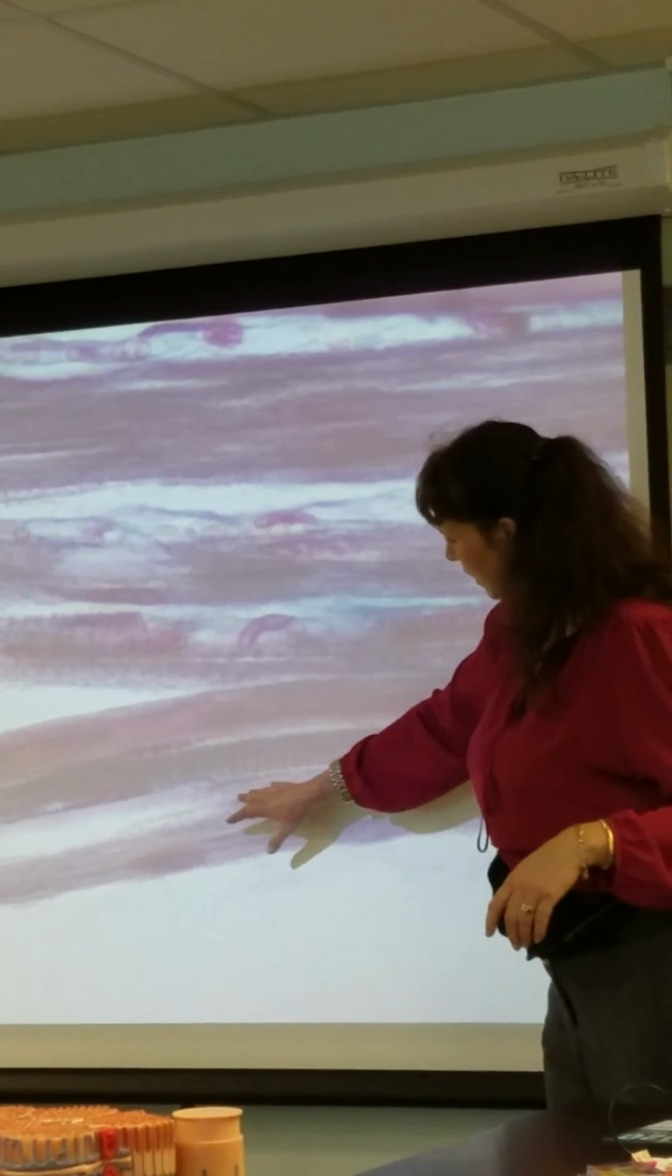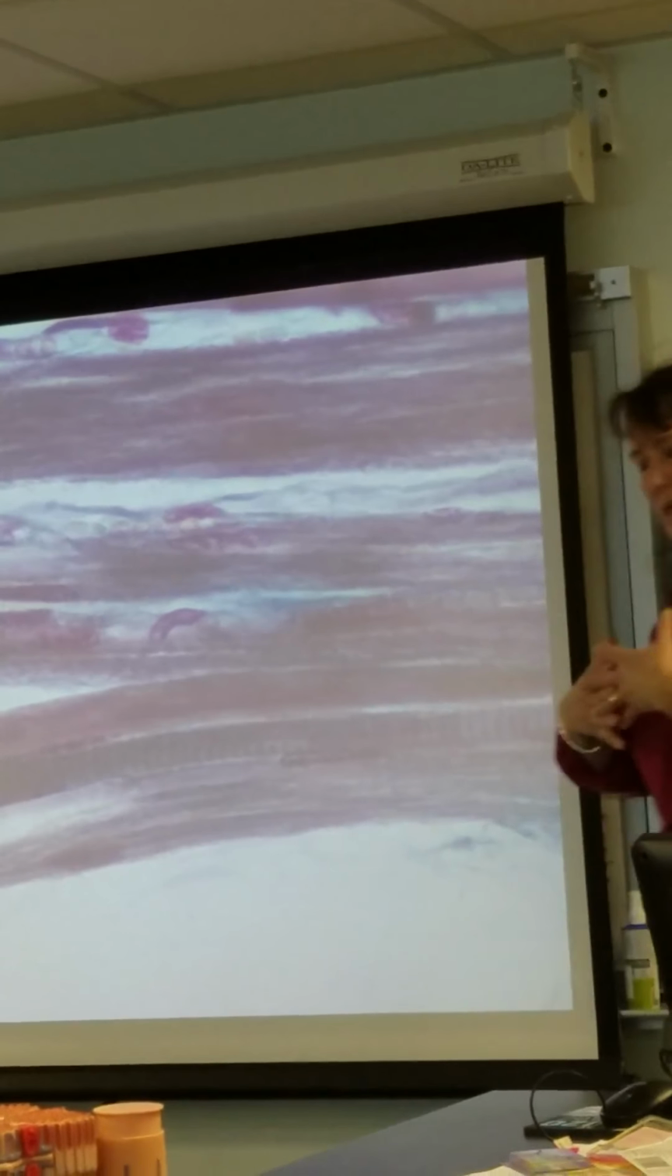So as I move through the depth of field, you can again see the light and dark banding coming in and out of focus. And again, that's because of these overlapping proteins in the skeletal muscle cells. What other characteristic do we expect to see in skeletal muscle?